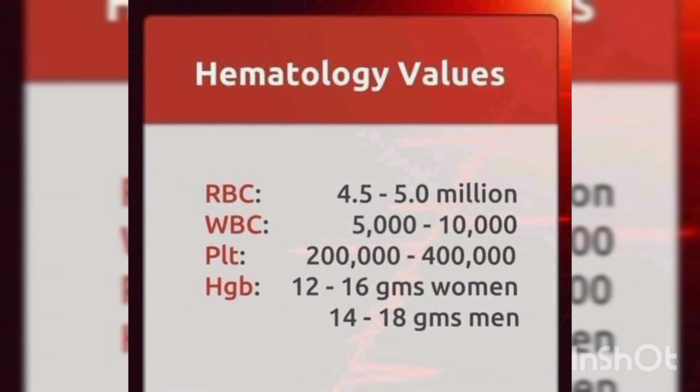These are some normal hematology values. RBCs 4.5 to 5 million, WBCs 5,000 to 10,000, platelets 200,000 to 400,000. HGB is 12 to 16 grams in women and 14 to 18 grams in men.